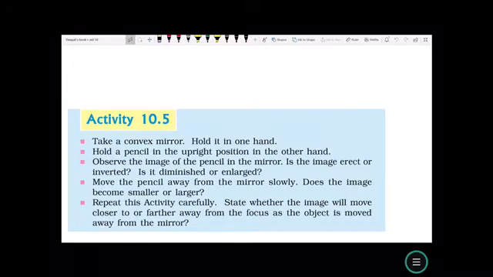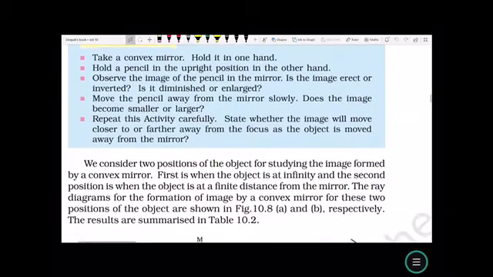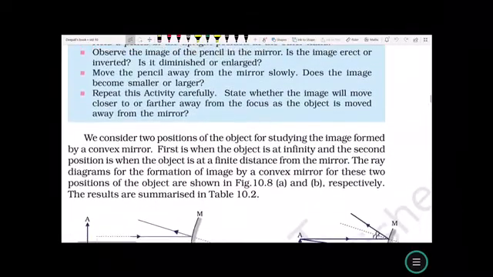Is the image erect or inverted? Is it diminished or enlarged? Move the pencil away from the mirror slowly. Does the image become smaller or larger? Repeat this activity carefully. State whether the image will move closer to or far away from the focus as the object is moved away from the mirror. The answers to these questions are here.